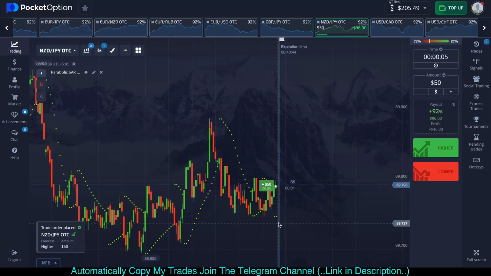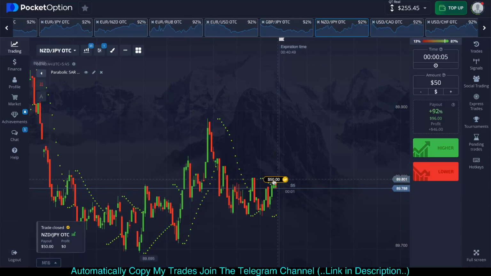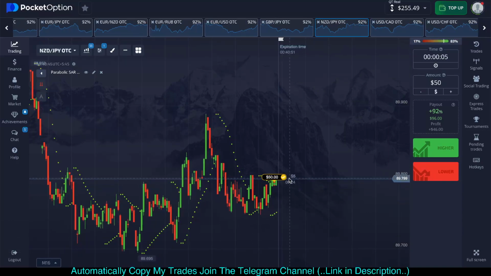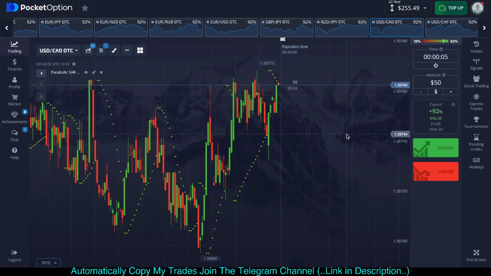So here also we got a signal. Here you can see the second dot, so we made a trade. Now let's see what happens. Okay, so this was a draw trade, we didn't make any loss or profit. So this can be effective at certain times.